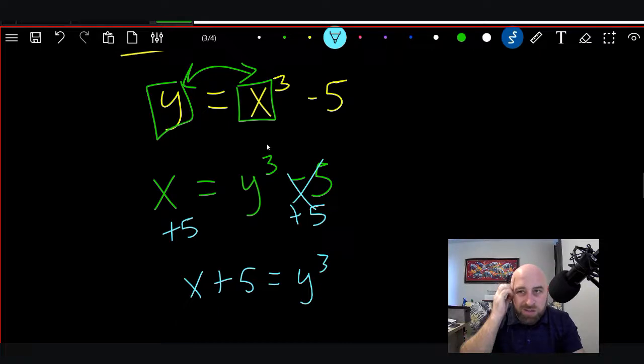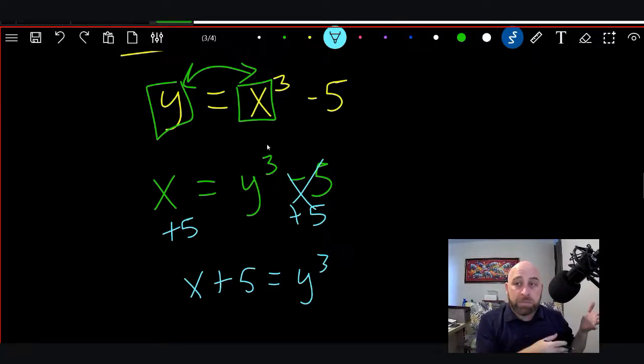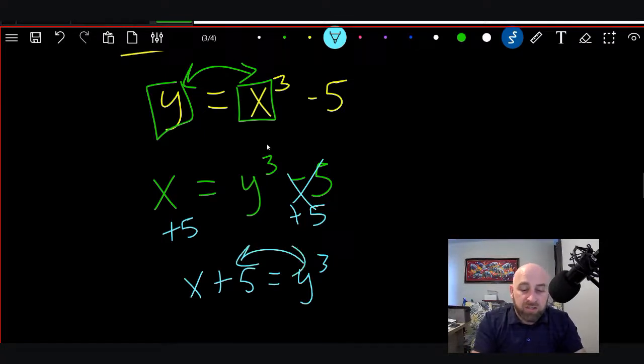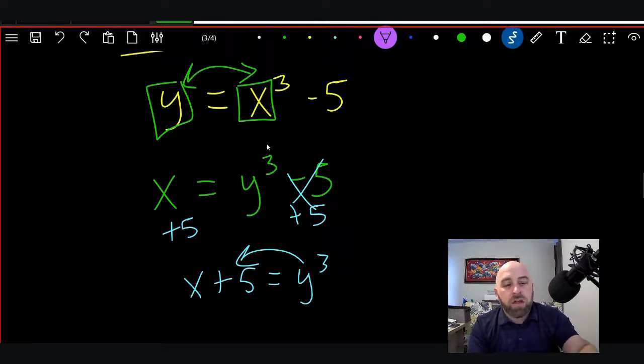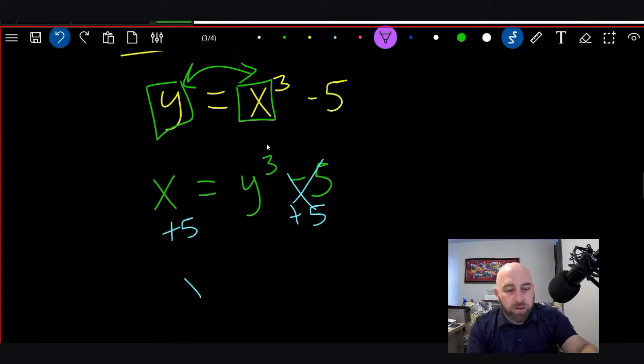Now, some of you can't handle that. Your brain doesn't like that at all, right? But Mr. Steve, we're solving for the y, so the y needs to be on the left side. That's fine. At this point, let's just take it and switch it. And so now we're going to have y cubed equals x plus 5. Let me show you another way to accomplish the exact same thing. And some of you might like this better.